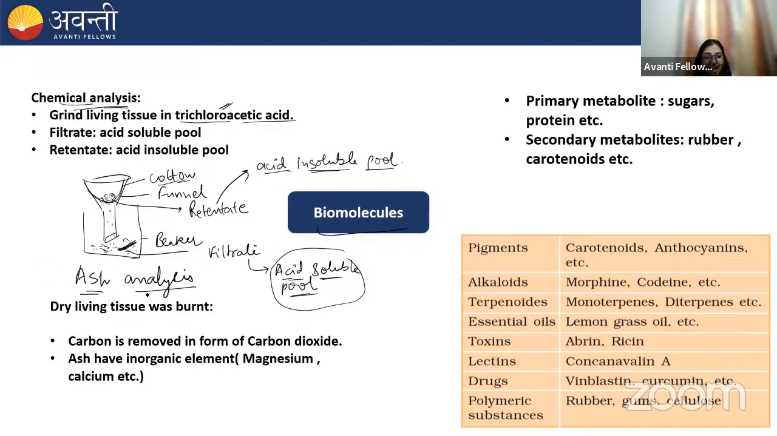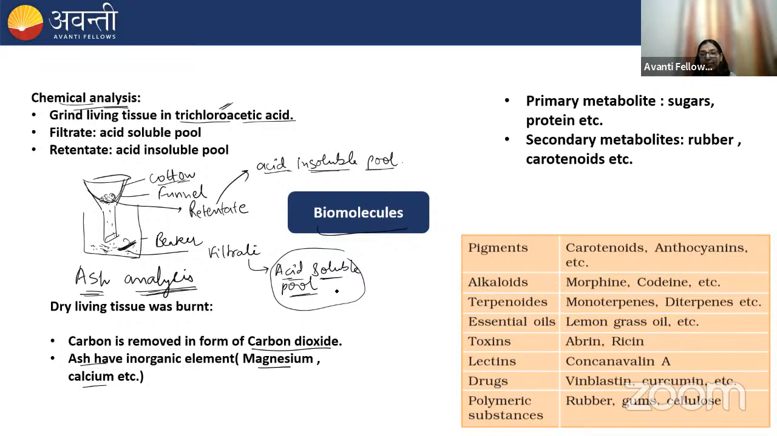The second analysis is the ash analysis. In the ash analysis, the scientists take the living tissue, dry it, and burn it. So the carbon is removed in the form of carbon dioxide, and the ash which remains has inorganic elements like magnesium and calcium.